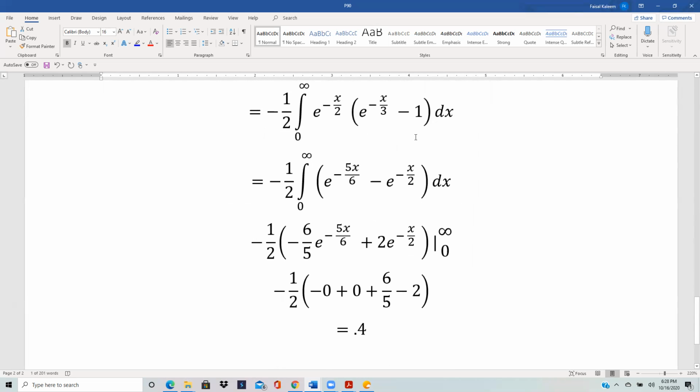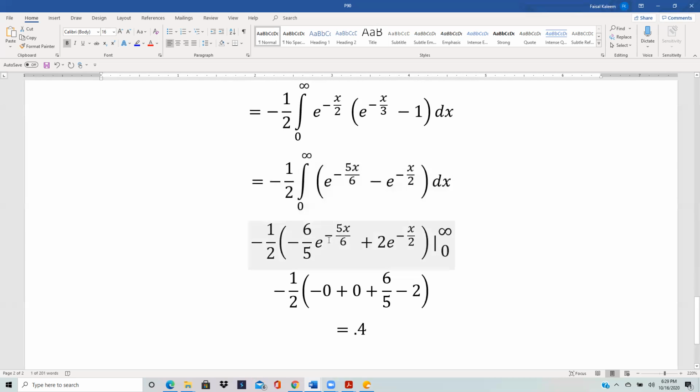And then in the next step, you distribute this with this. And so negative x by 2, negative x by 3 adds up to negative 5x by 6. And then this term is just negative x by 2. And then both of them are basic exponentials. So e to the negative 5x by 6 divided by negative 5 by 6, which is multiplying by negative 6/5. And this is e to the negative x by 2 divided by negative half. So that's multiplying by negative 2, and this negative makes it positive, 0 to infinity.